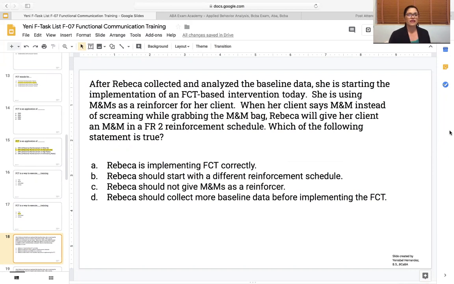After Rebecca collected and analyzed the baseline data, she is starting the implementation of an FCT-based intervention today. She's using M&Ms as a reinforcer for her client. When her client says M&M instead of screaming while grabbing the M&M bag, Rebecca will give her client an M&M in an FR2 reinforcement schedule. Which of the following statements is true? A, Rebecca is implementing FCT correctly. B, Rebecca should start with a different reinforcement schedule. C, Rebecca should not give M&Ms as a reinforcer. Or D, Rebecca should collect more baseline data before implementing the FCT.